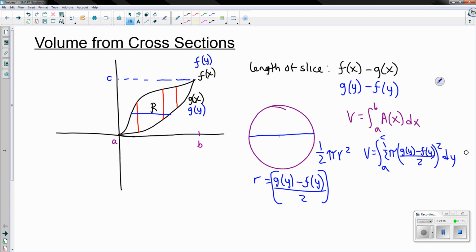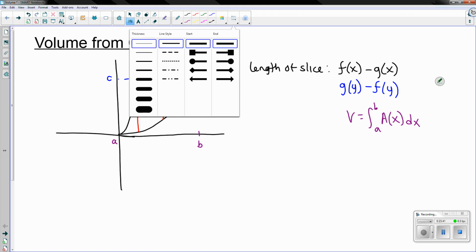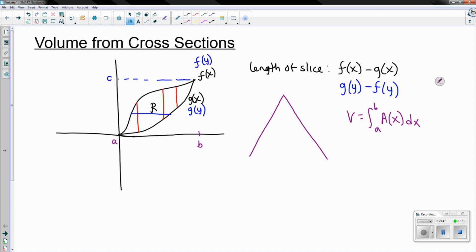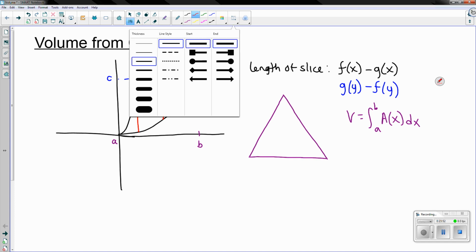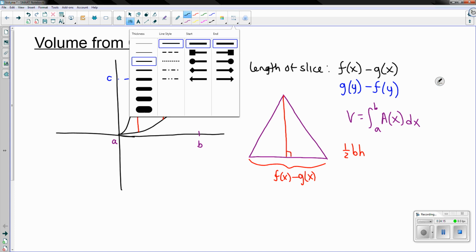Another shape you might come across is a triangle. Specifically, equilateral we'll look at. So let's say the base of our equilateral triangle sits in region R, and we're making slices perpendicular to the x-axis. So we're going to say that this piece down here is represented by f of x minus g of x, right? The distance between those two curves. And we know the area formula for a triangle is 1/2 base times height. We have the base. We need to be able to calculate this height. To do that, we're going to have to do a little work off to the side.